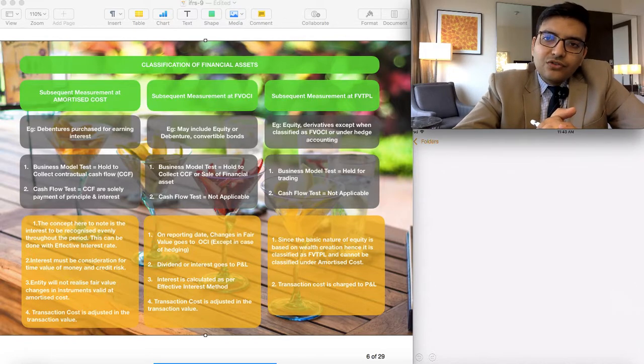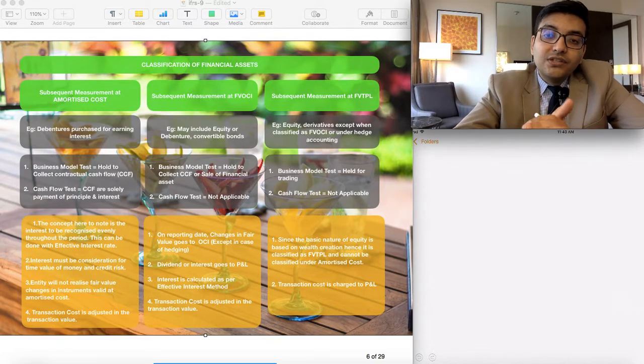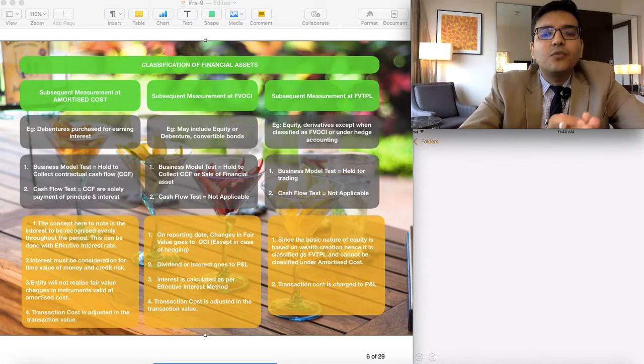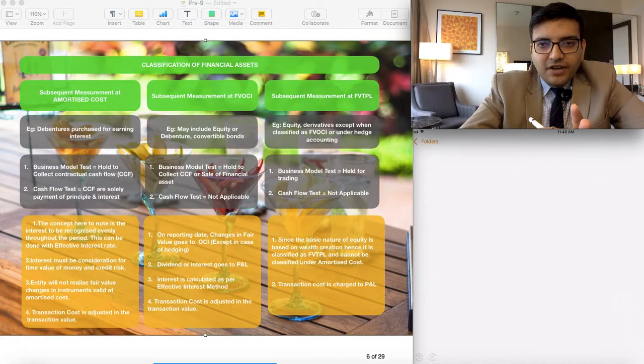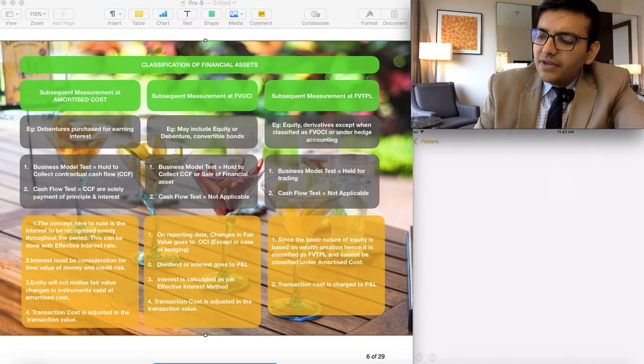Why were there 4 classifications? People couldn't understand it. It was not clear in the standard itself why we make 4 classifications, or which asset to classify under which. But in IFRS 9 they made it very simple and very clear that there would be 3 classifications for financial assets. Number 1 is subsequent measurement at amortized cost, number 2 is subsequent measurement at FVOCI, and number 3 is subsequent measurement at FVTPL.